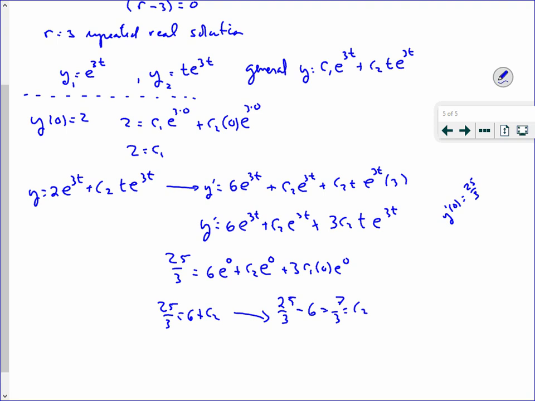Okay, so we can write our final answer down then. y is 2e to the 3t plus 7/3 t e to the 3t. So when you've got the single repeated real number solution, you're going to get one term that's got a t in it.